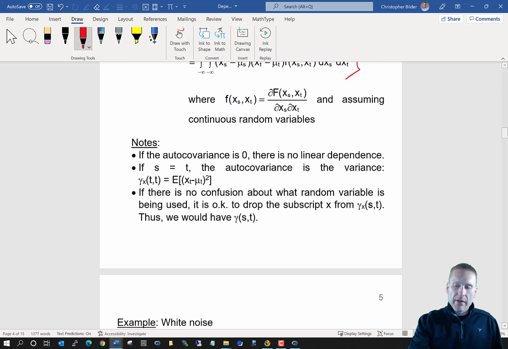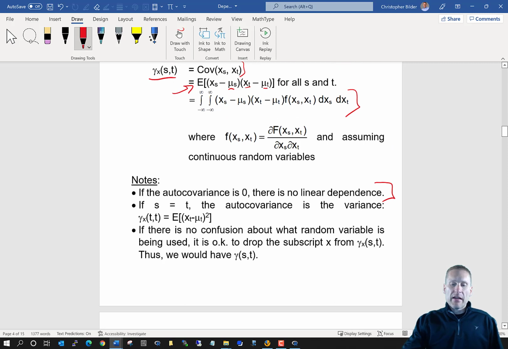Some notes. If the autocovariance is equal to 0, of course, there's no linear dependence. If s was equal to t, then I have a t here and a t here, so I have two of these x of t minus mu sub t terms. In other words, I have just the regular old variance for x of t. And if there's no confusion about which variable you're working with, we can simply drop the subscript on the gamma and go with that.